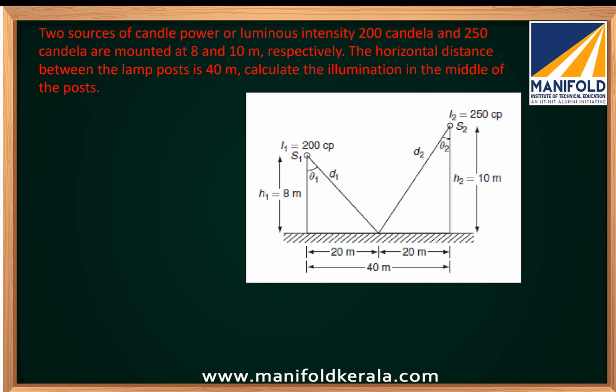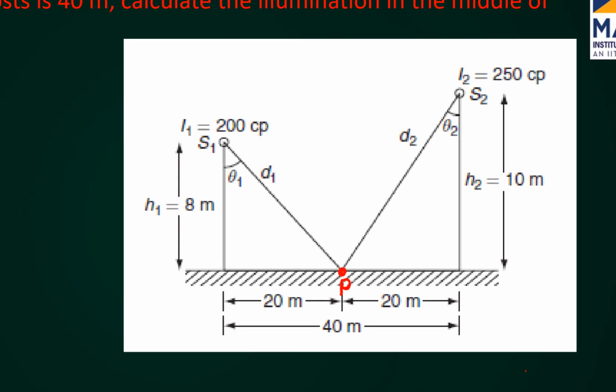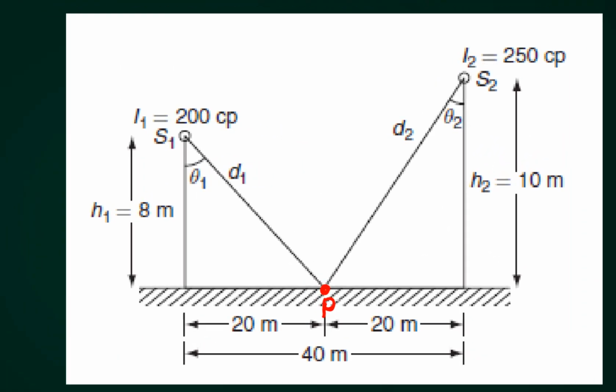Okay. So now let us see the last question. Two sources S1 and S2 are there. The luminous intensity of the source S1 is 200 cp and that of S2 is 250 cp, and the distances are given in the image. So at point P, exactly at the middle of the path, we need to calculate the illumination because of these two sources.